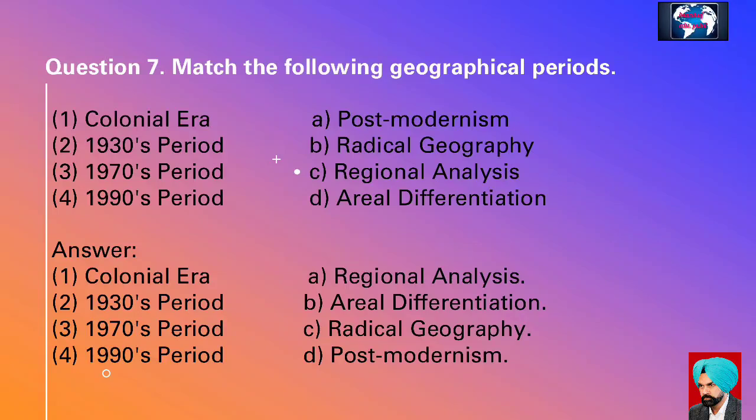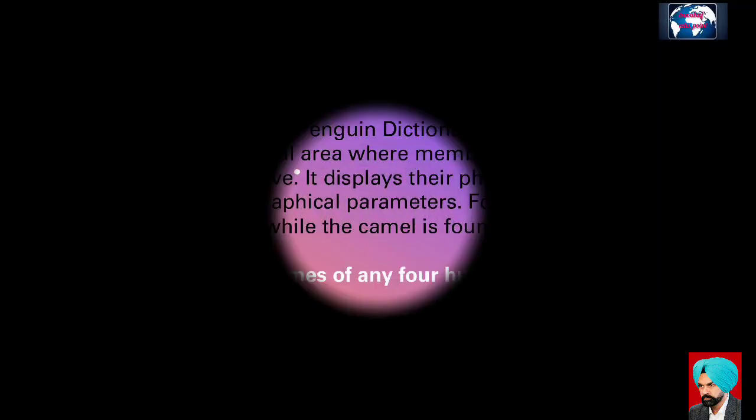Answer: 1. Colonial era. A. Regional analysis. 2. 1930s period. B. Areal differentiation. 3. 1970s period. C. Radical geography. 4. 1990s period. D. Postmodernism.